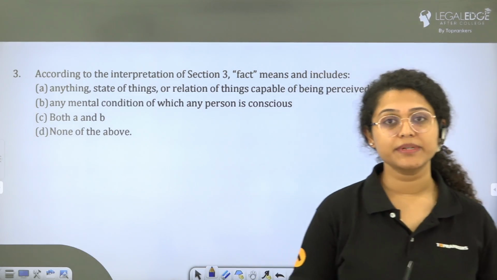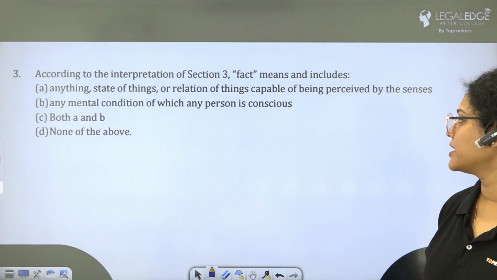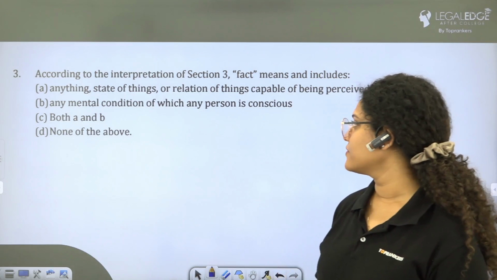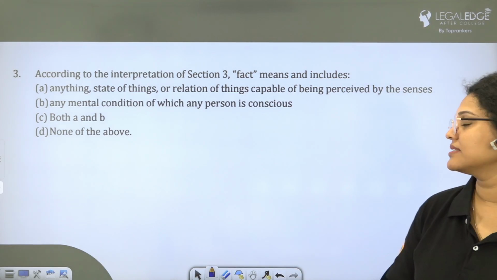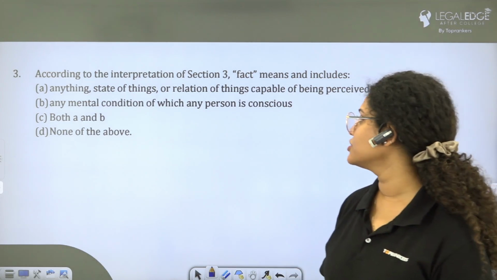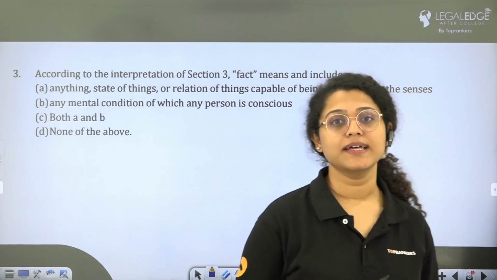Question number 3. According to the interpretation of section 3, fact means and includes what? A. Anything, state of things, or relation of things, or capable of being perceived by the senses. B. Any mental condition of which any person is conscious. C. Both A and B. D. None of the above.